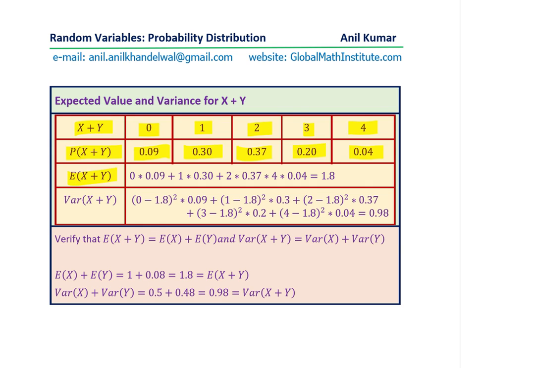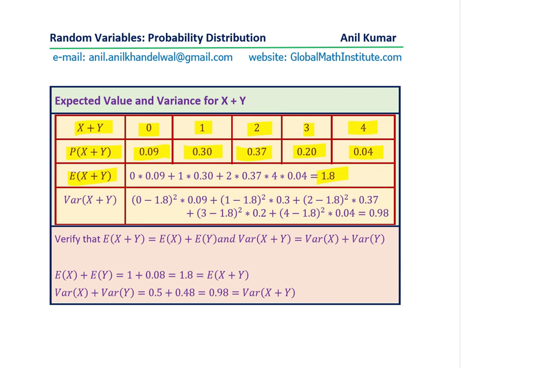To find the expectation, we are going to multiply them and add them together. And that is what has been done here to get the result 1.8, right? So the expectation for x plus y is 0 times 0.09, 1 times 0.30, 2 times 0.37, 3 times 0.2, 4 times 0.04, add them up. The sum of all this gives you the expectation.